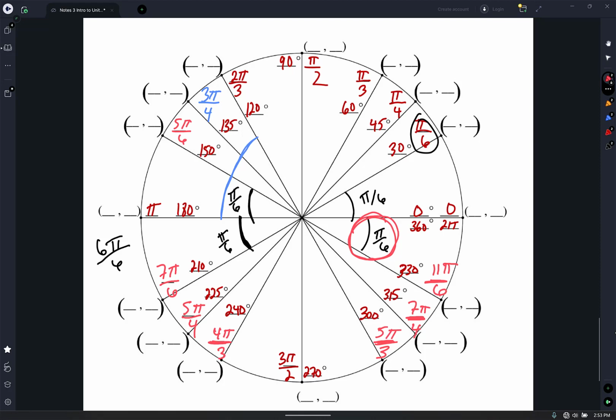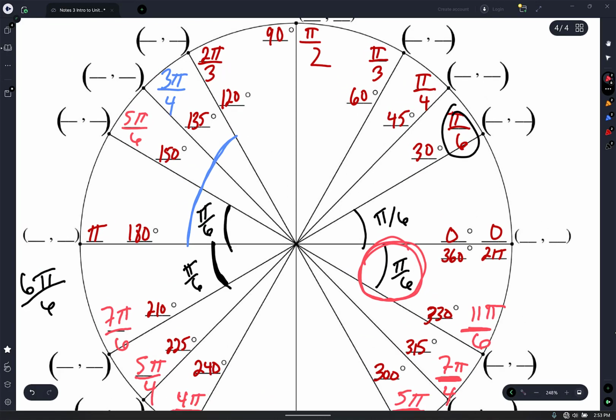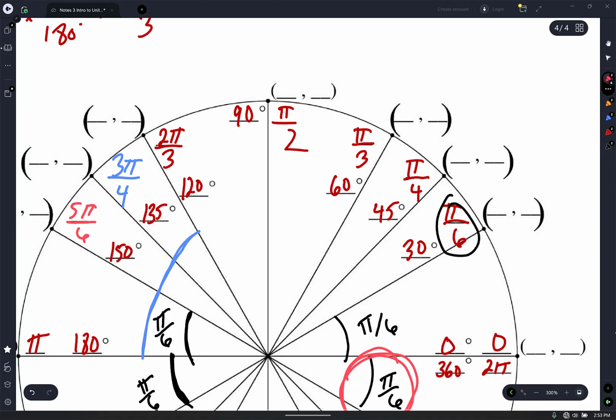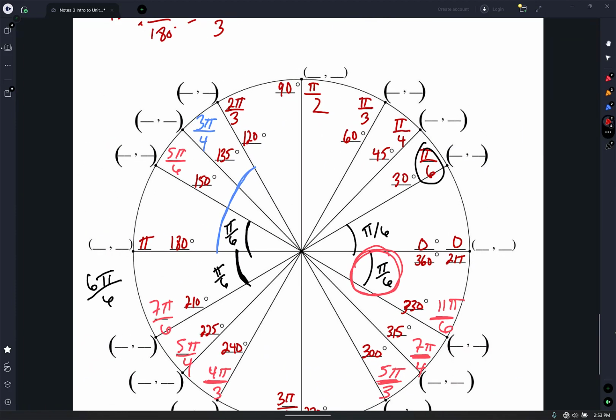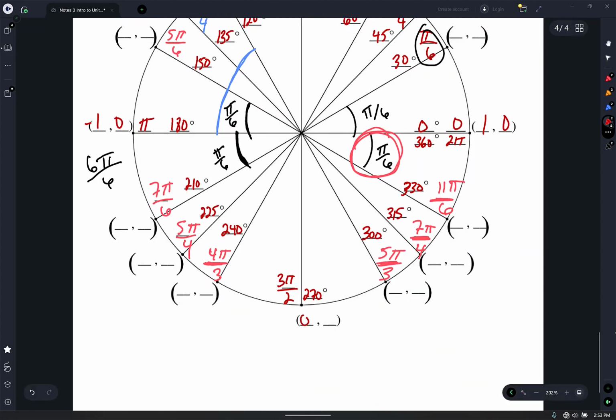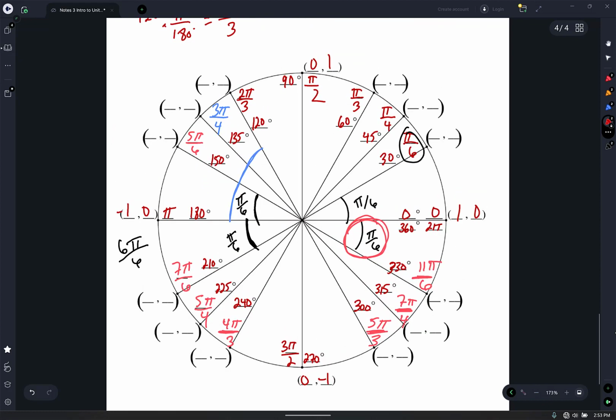All right, here we go. You guys ready? The coordinates. The coordinates are the simplest. The easiest coordinates to fill in are the ones on the axes: 1, 0; 0, 1; negative 1, 0; 0, negative 1. And there it is, because the radius is 1.